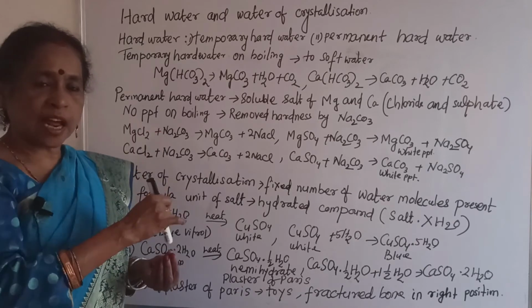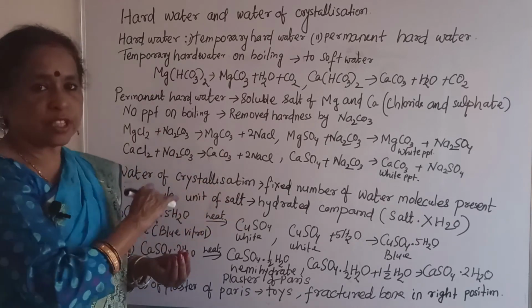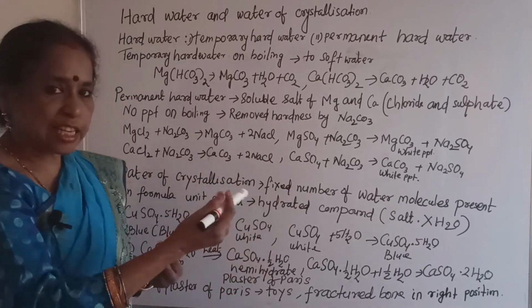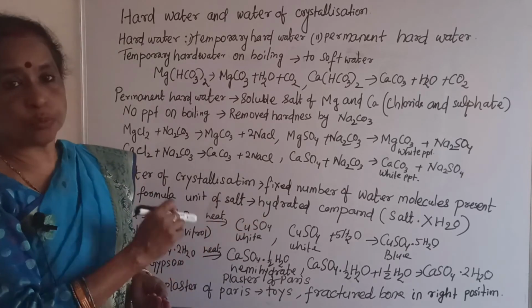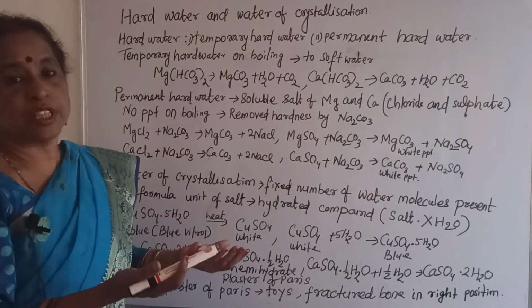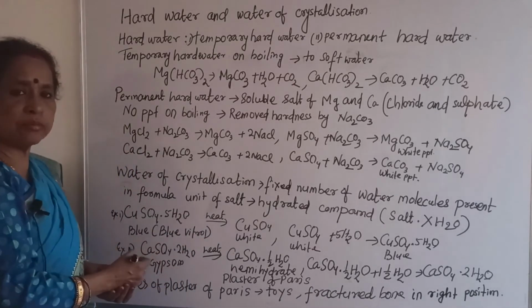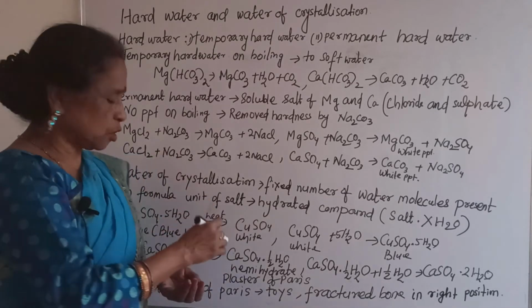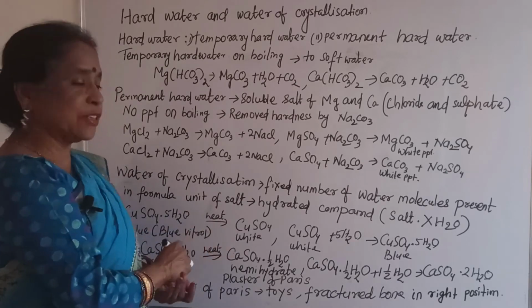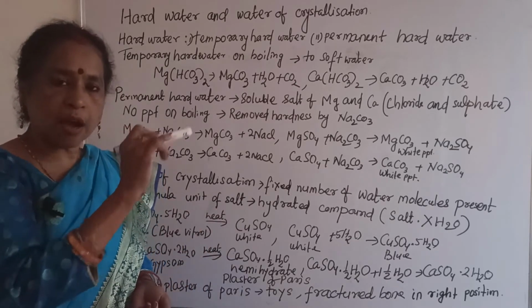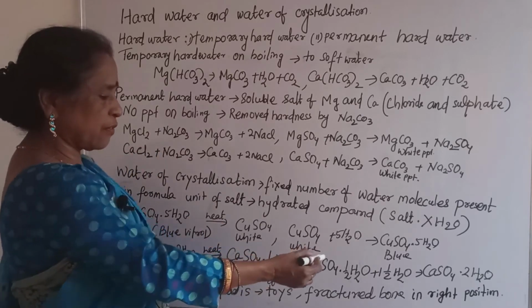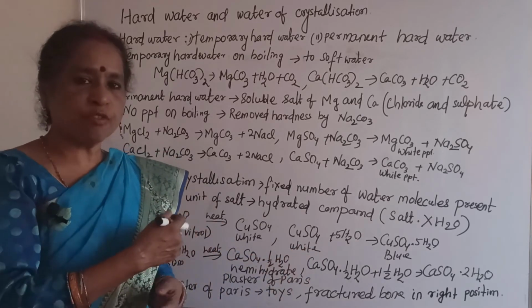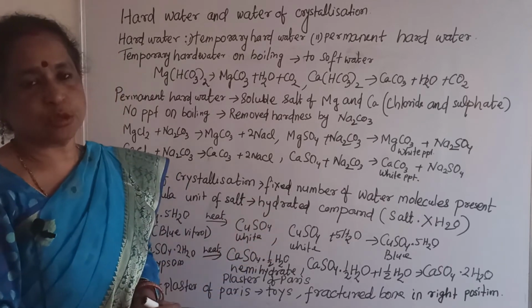When we add water to the white copper sulfate, what happens? It takes 5 molecules of water as water of crystallization, giving CuSO4·5H2O, which is blue. Similarly, gypsum is CaSO4·2H2O. On heating it gives CaSO4·½H2O, called hemihydrate, plaster of Paris. This plaster of Paris, when treated with 1.5 molecules of water, again changes to gypsum.